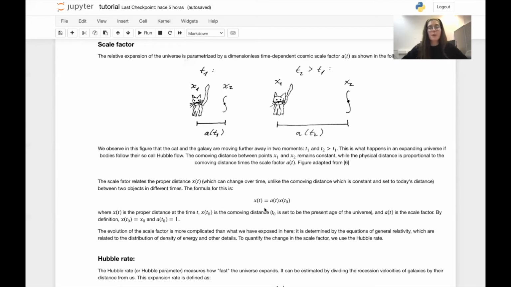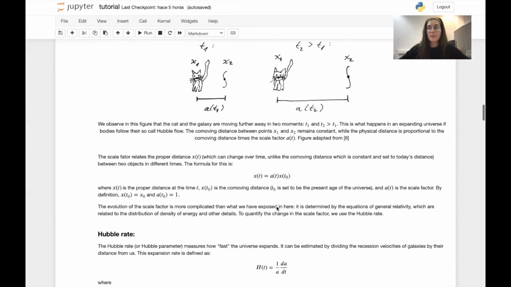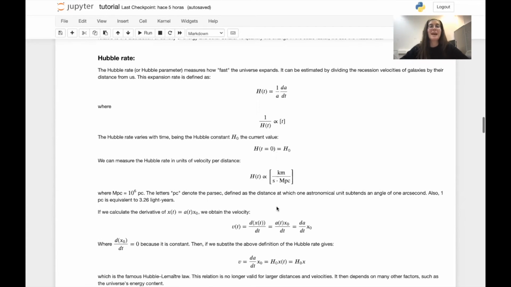Proper distances would change with time, while the moving distance stays fixed because they relate the points in space. And of course, they are related with this scale factor. And why are we talking about redshift and scale factors? Well, because I wanted to arrive at this point, which is the Hubble rate.